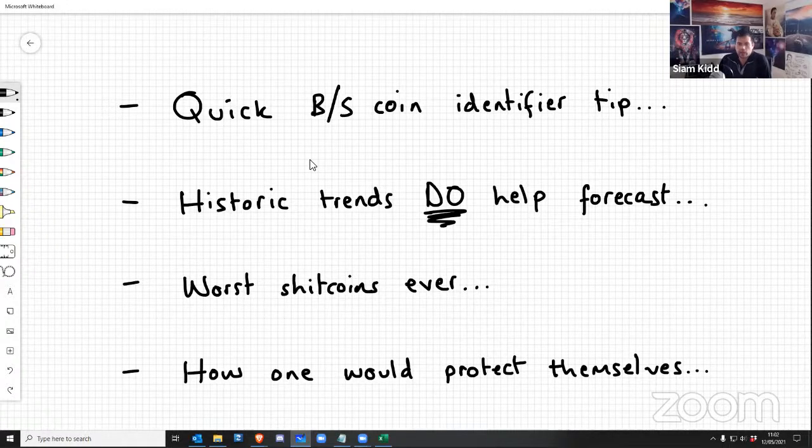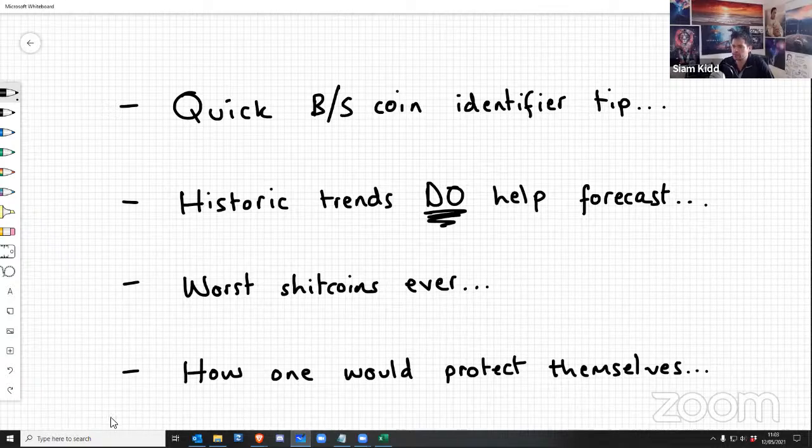I'm going to give you a quick bullshit coin identifier tip. We'll then look at why historic trends do help forecast potential future trends, the worst shitcoins ever, and what's out there right now, and how one would protect themselves if there was ever an inflationary or hyperinflationary event. Now, bear with me because there is a bit of a punchline at the end of this, and it's worth waiting for. So, without further ado, quick bullshit coin identifier tip.